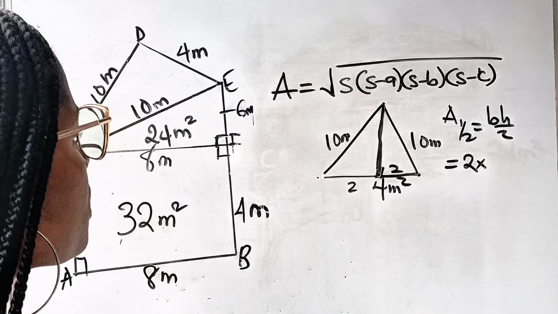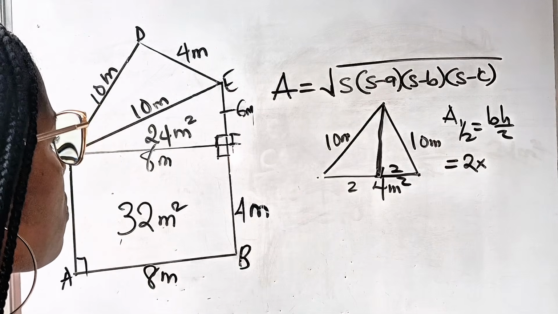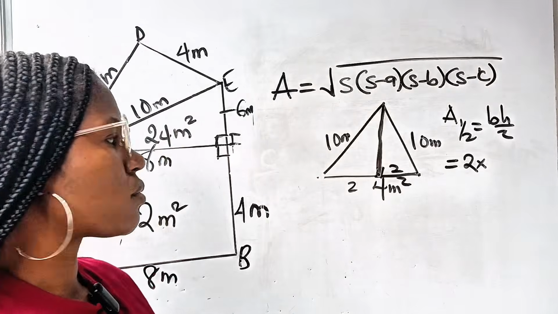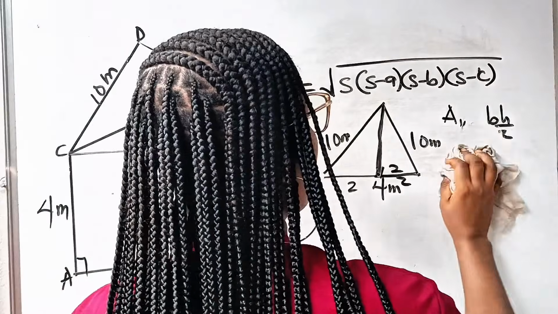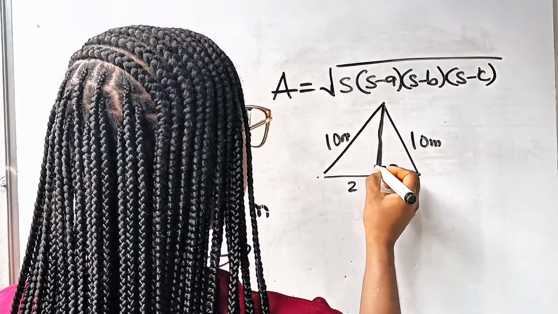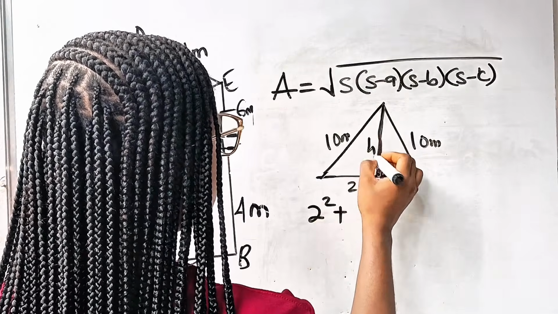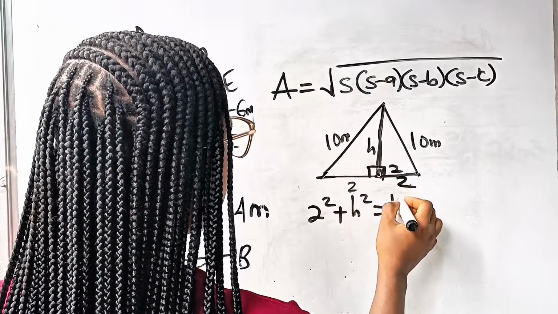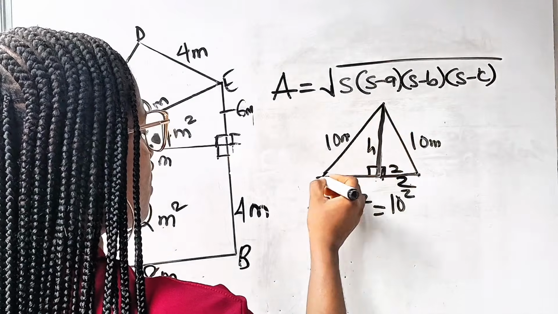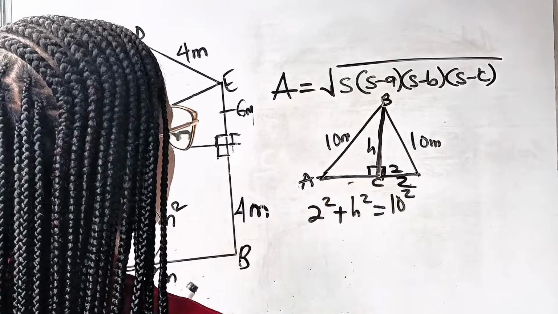is not known. Oops. Therefore, let's find the height first. So finding the height, this is 2, this is 2. So finding the height, we have 2 squared plus height squared will give us 10 squared. Okay, so we are concentrating on half of this triangle, half of it. So let's call this A, B, C. Concentrating on that side, let us solve.